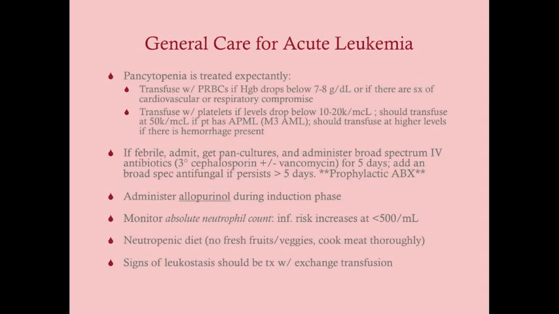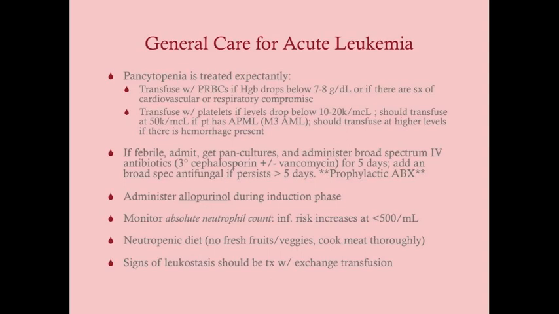With older adults, obviously, if they've got cardiovascular or respiratory disease, we're much more concerned about a lower hemoglobin. We may even want to transfuse them below 9. So 7 to 8 is generally the rule of thumb. At that point, we'll transfuse them with packed red blood cells. But definitely feel free to transfuse at a higher level if there's signs of cardiovascular or respiratory compromise, like angina, chest pain, dyspnea, and so forth.